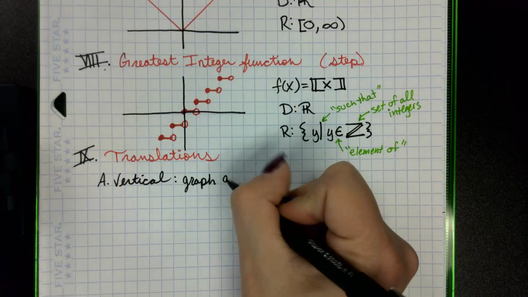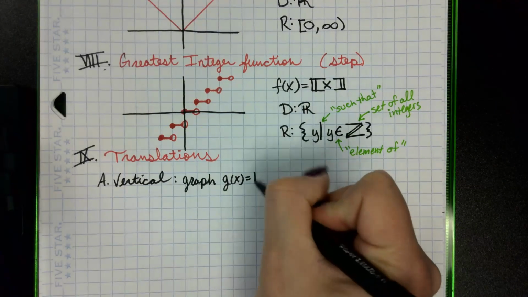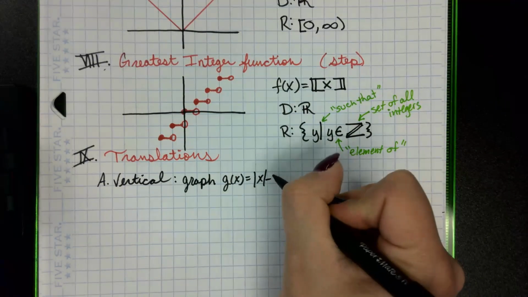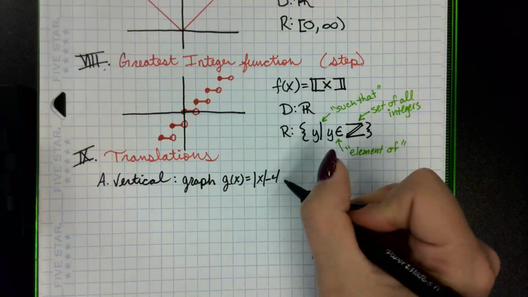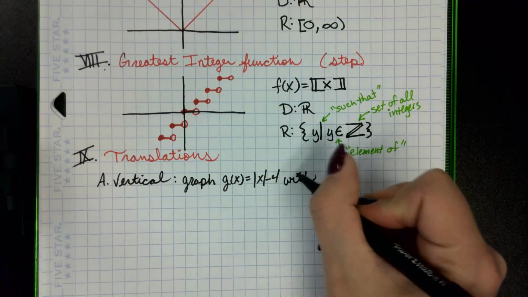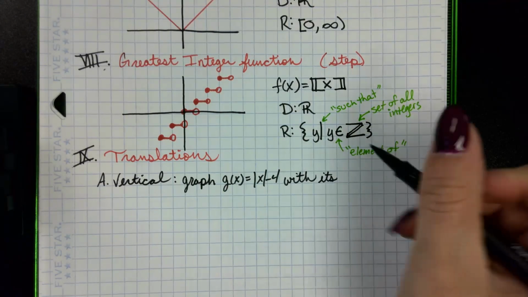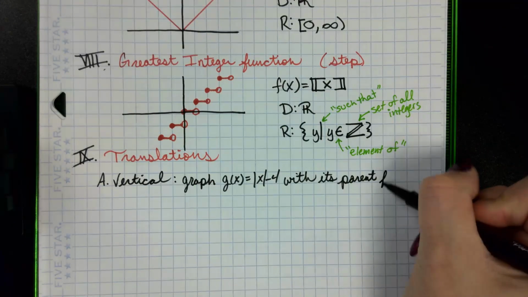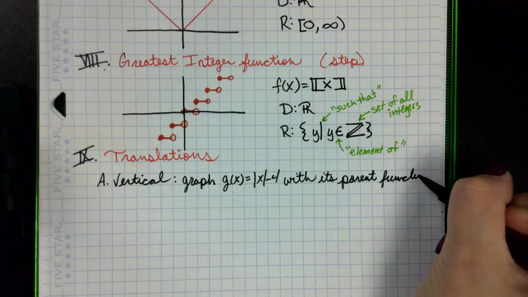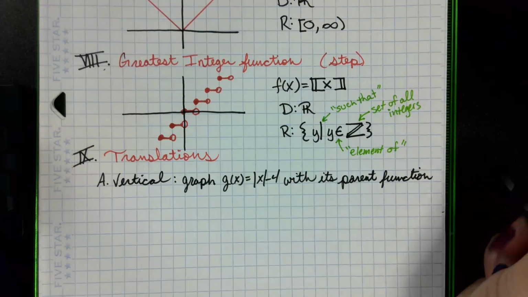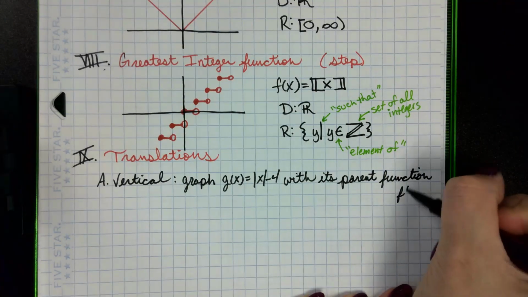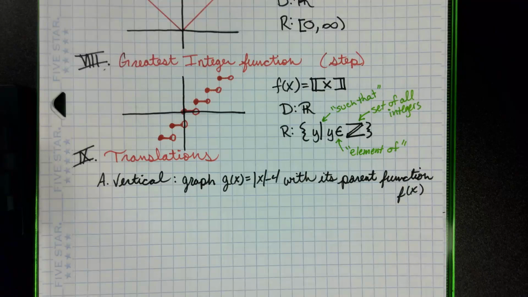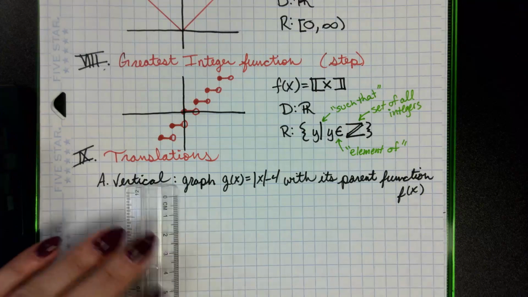g of x equals the absolute value of x and then minus 4 on the outside with its parent function. And we're going to call the parent function f of x. All right, so I need to graph the parent and then graph the transformed function.